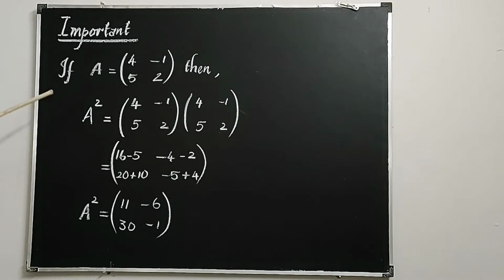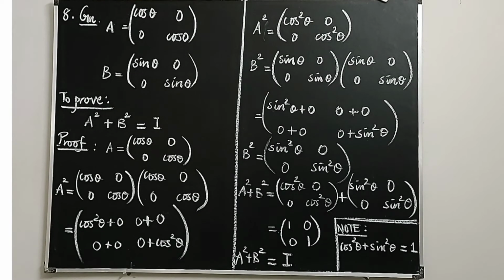So keep it in mind. To find the square of a matrix, we have to multiply the matrix by itself, and the proper method should be used to find the square of a given matrix. Look at the 8th question. Two matrices A and B are given. We are asked to prove A square plus B square is equal to I.